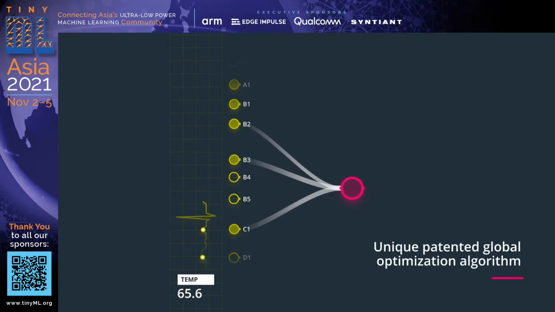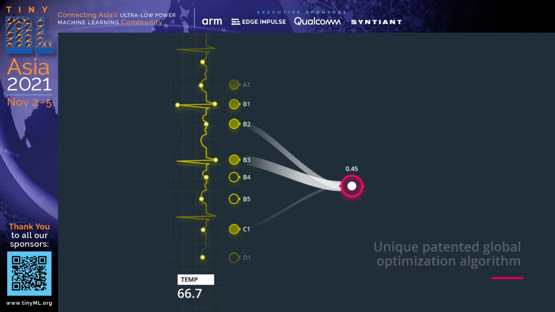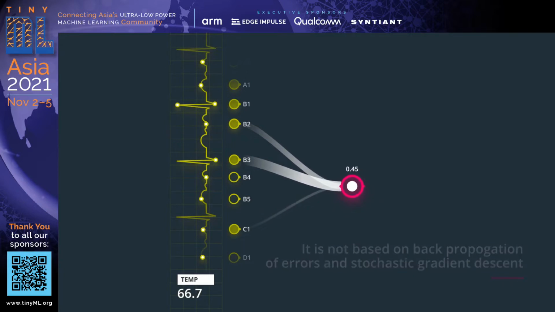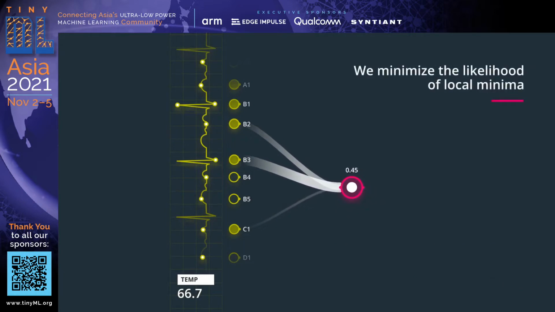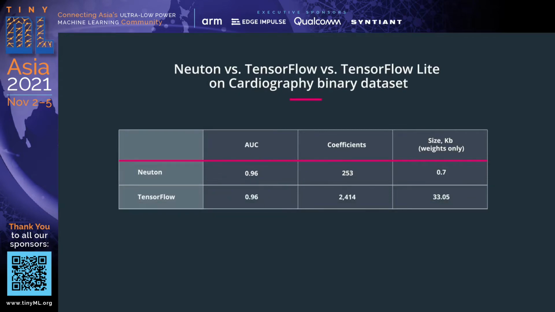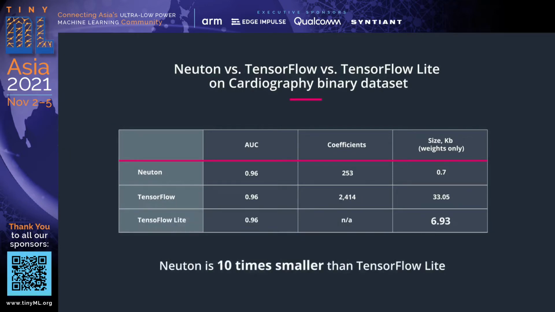We also leverage a unique patented algorithm to adjust the coefficients within a model. Unlike most algorithms, Neuton's algorithm is not based on backward propagation of errors and the stochastic gradient descent. Furthermore, the Neuton algorithm is minimizing the likelihood of hitting local minima. This is especially important when building small models. You can see that in our example we've achieved an area under the curve value of 0.96 with only 253 coefficients. Meanwhile, achieving the same accuracy with TensorFlow requires significantly more coefficients. Neuton is even 10 times smaller than TensorFlow Lite.